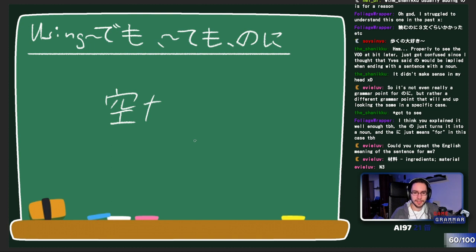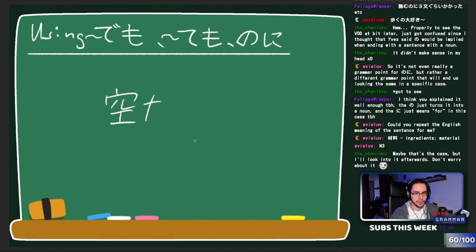"Ingredients. Yes. N3." Yes, yes. So, but yeah, 料理するのに使った材料, the ingredients that I used to cook. But I'll look into it afterwards, don't worry about it.